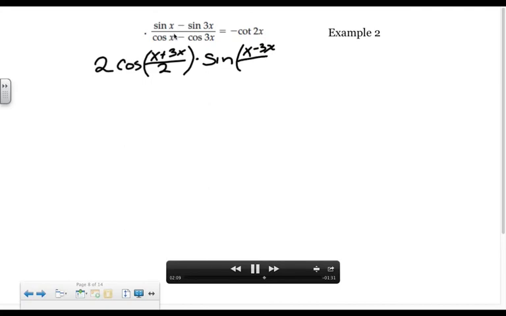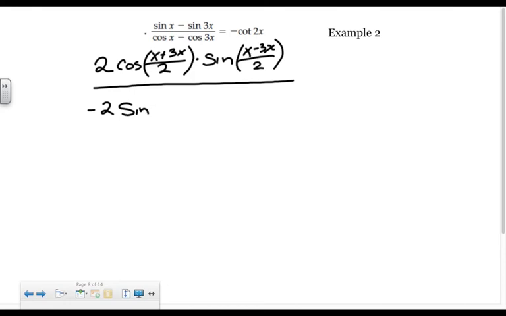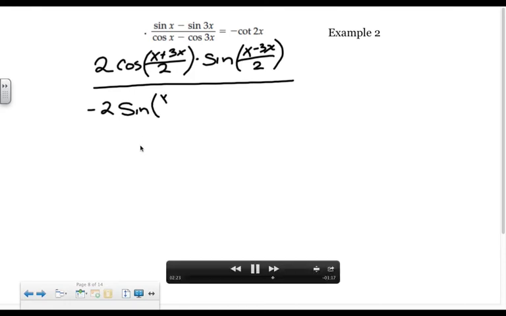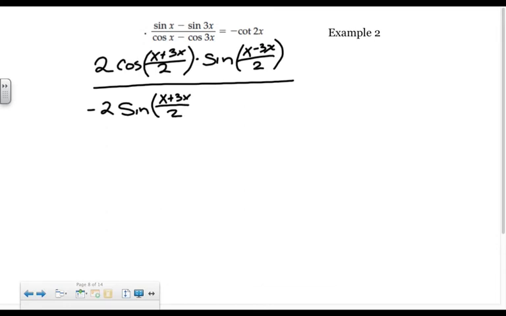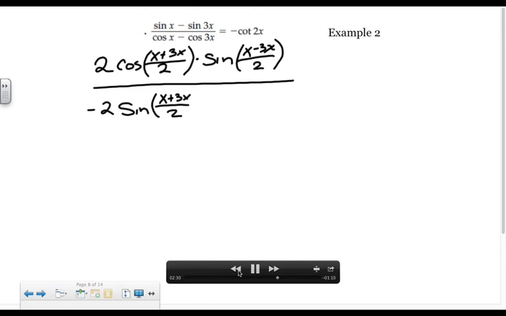This is the sum to multiplication rule. Sine of x minus 3x over 2, over, and we're going to do the same thing with cosine: negative 2 sine of x plus 3x over 2, times sine of x minus 3x over 2. Now it looks really messy, but it will come together in a moment.